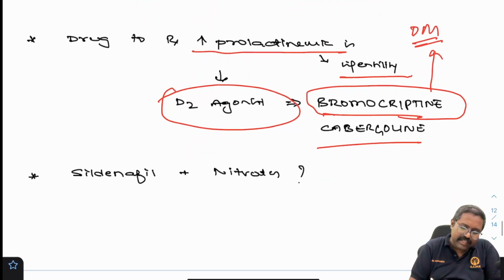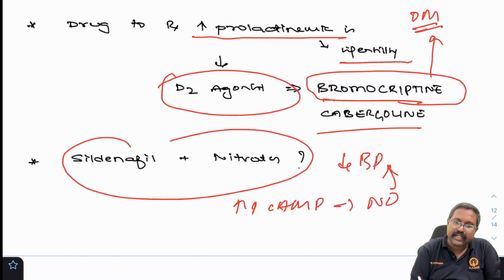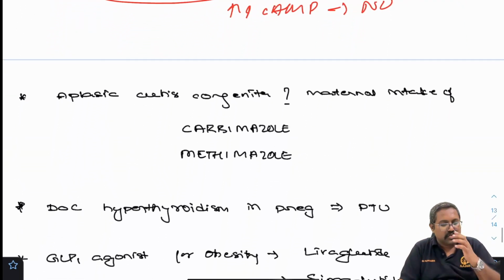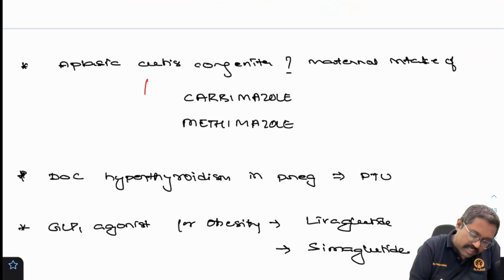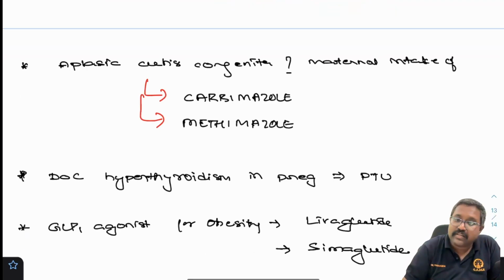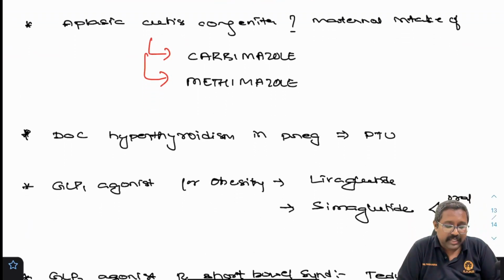So sildenafil and nitrates are contraindicated. The reason being it causes a decrease in the blood pressure, because they both increase the cyclic AMP, therefore increase nitric oxide, and decrease the blood pressure. Aplasia cutis congenita is seen whenever the mother takes carbimazole or methimazole, which are the anti-thyroid drugs. Drug of choice for hyperthyroidism in pregnancy is propylthiouracil, which does not cross the placental barrier.